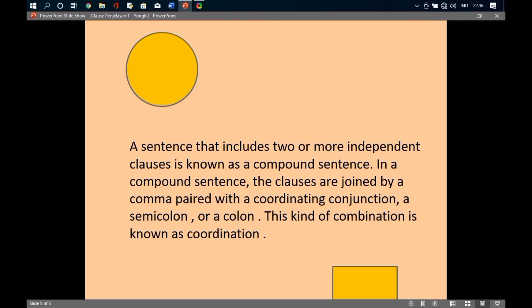So if you divide the sentence into a few clauses, and if the sentence has two or more independent clauses, that is a compound sentence.